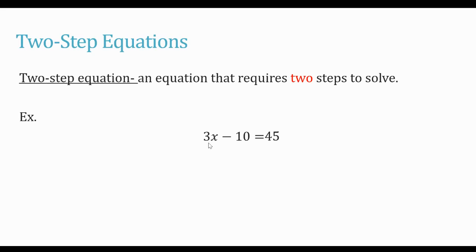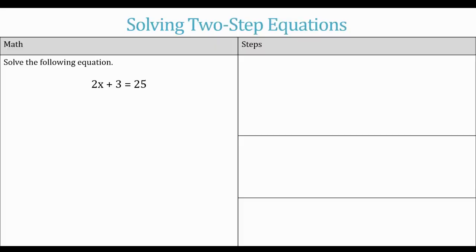There's two operations here. We see multiplication and then we also see subtraction. So when we see two operations, that means we're probably going to have to use two inverse operations to solve. So let's take a look at an example. We're going to show our math on this side, and we're going to show the steps on this side. It says solve the following equation. We have 2x plus 3 equals 25.